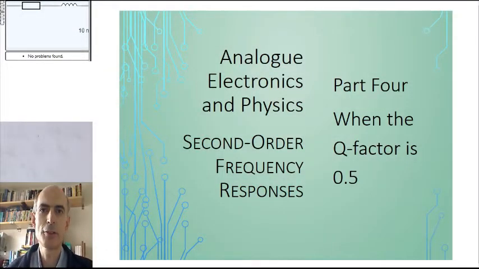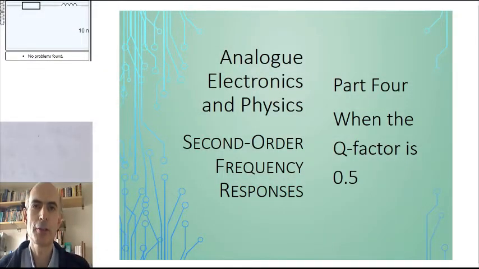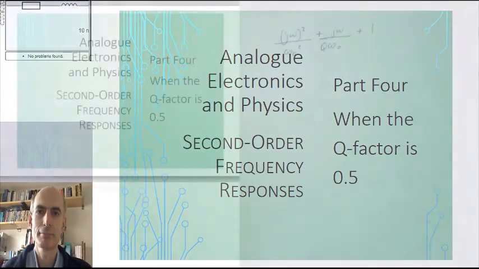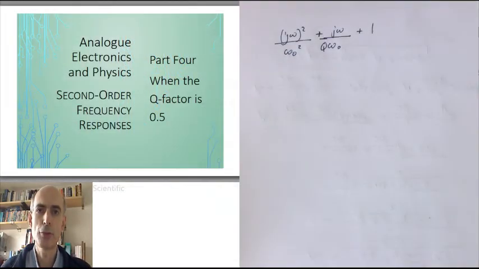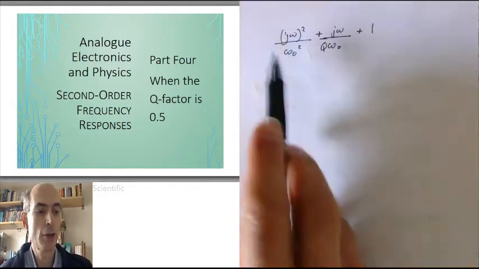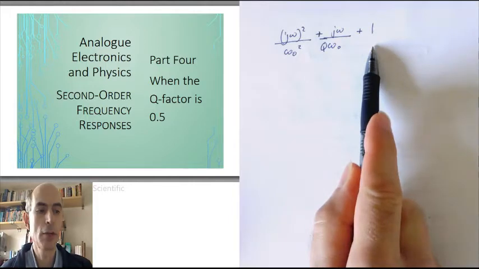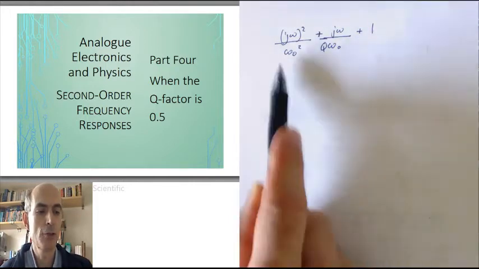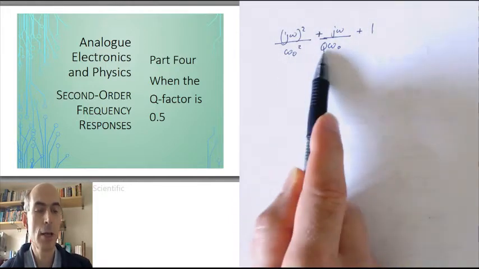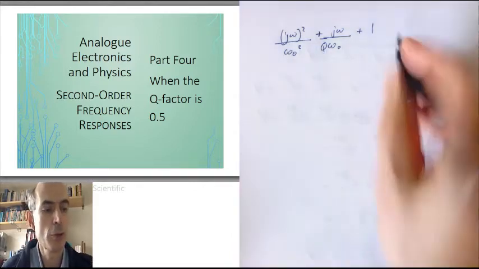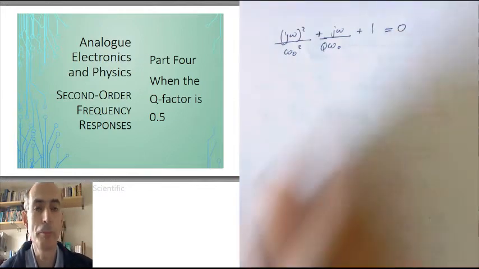The next case to consider is the case where the Q factor is a half. What's interesting about this one becomes apparent when you try and work out where the poles are. This is our general form for the denominator of our second order system in terms of the resonance frequency and the Q factor, and the poles are the values of j omega for which this is equal to 0.